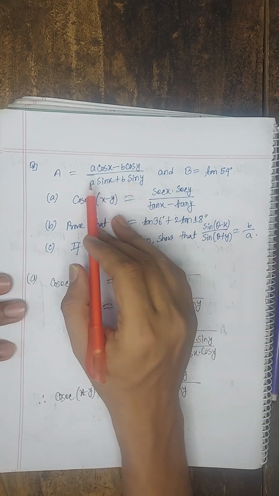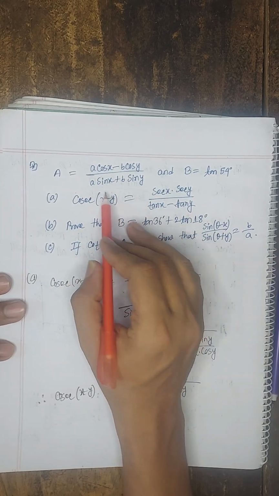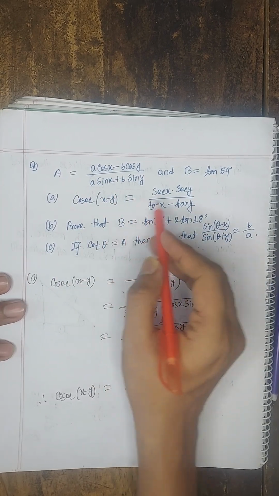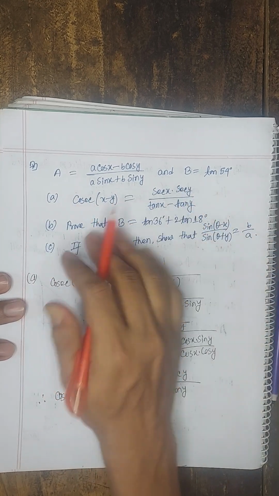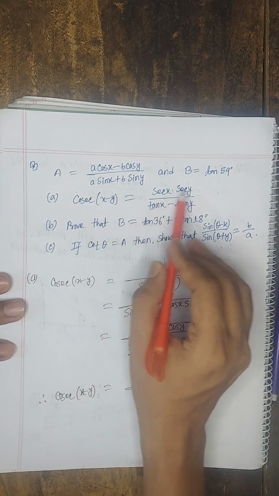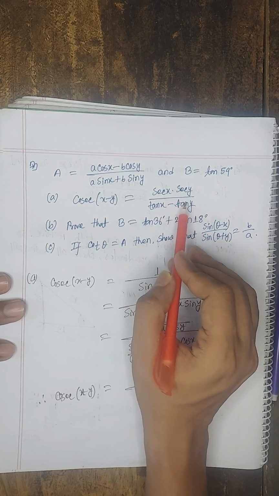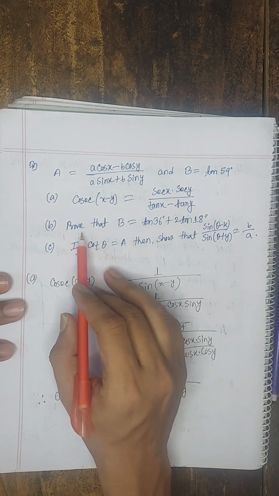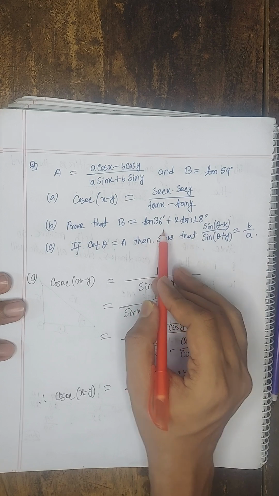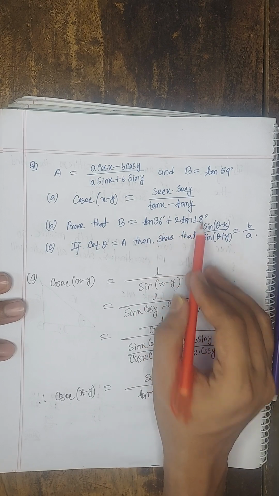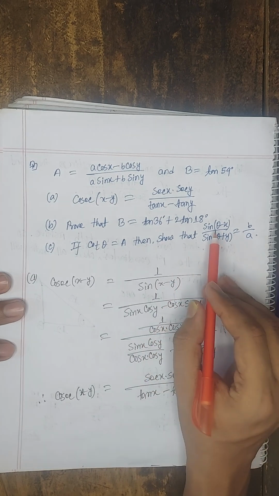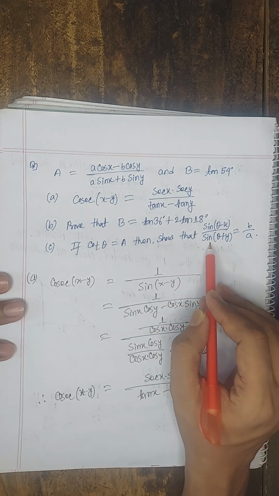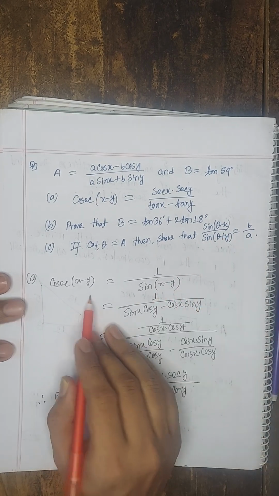Another problem. Here a is equal to a cos x minus b cos y divided by a sin x plus b sin y, and b is equal to tan 54. First part is to prove cosec x minus y is equal to sec x times sec y divided by tan x minus tan y, and second part prove that tan 54 is equal to tan 36 plus 2 tan 18. Third part is if cot theta is equal to a, then we have to show that sin theta minus x divided by sin theta plus y is equal to b by a.